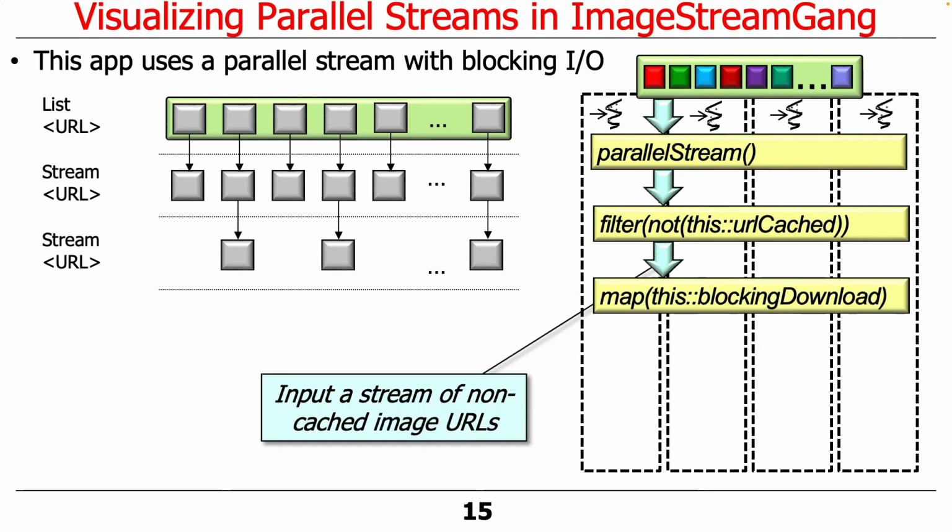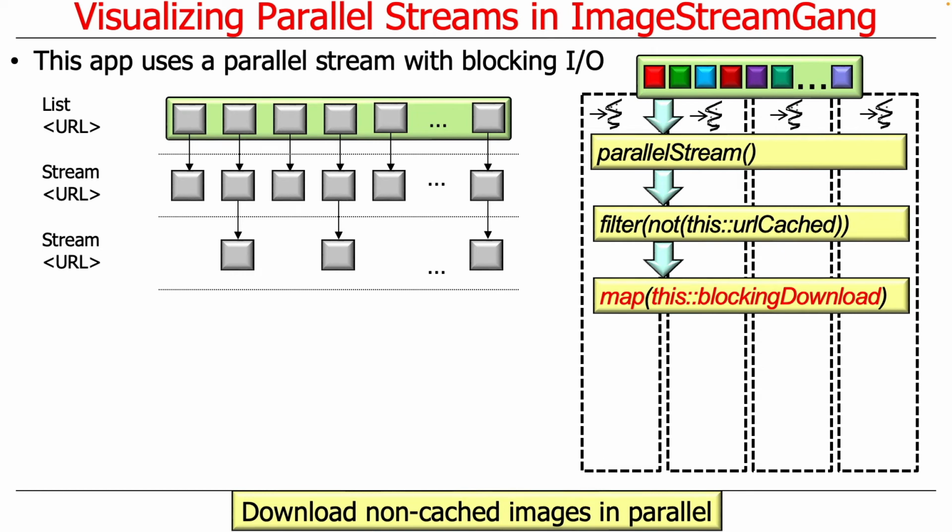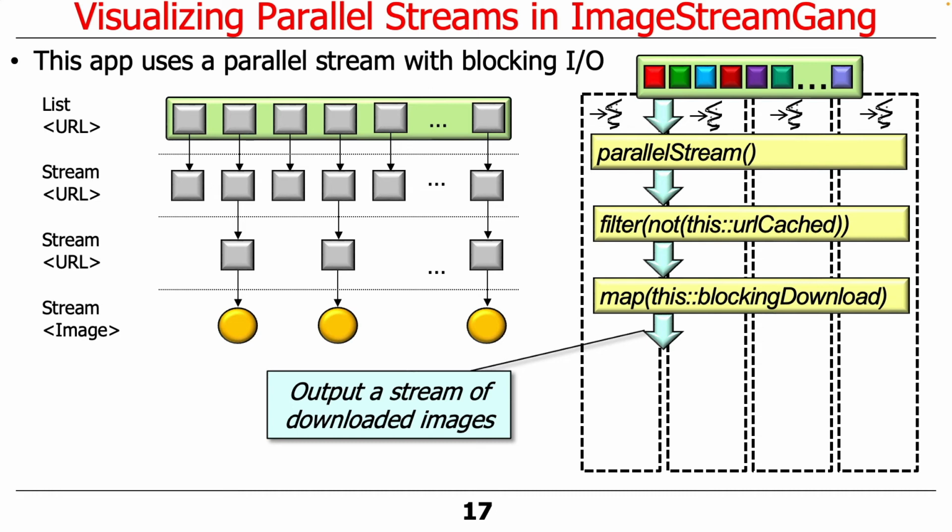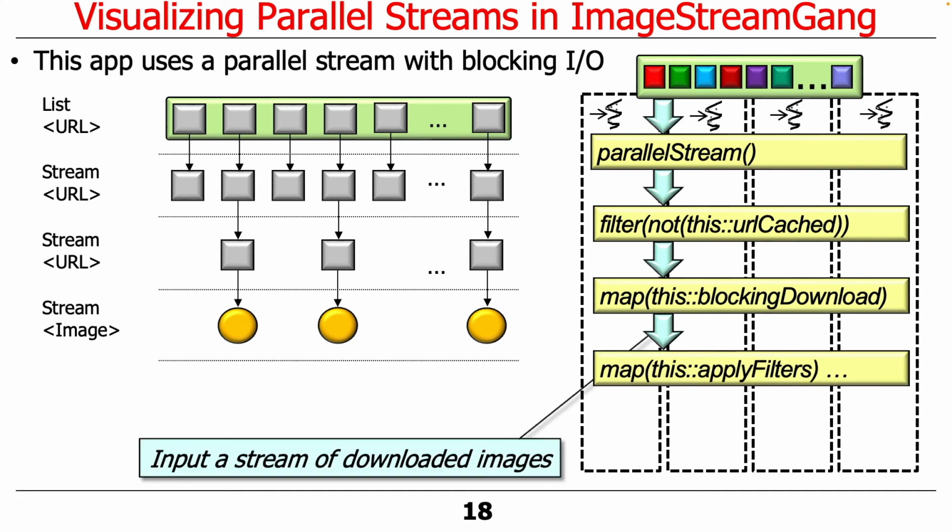We then apply the map operation, which takes the stream of non-cached image URLs and downloads them. And of course, this will all take place in parallel because each of these threads in the common fork join pool is going to run in parallel on the different images in the stream that it's dealing with. And what we get from that will be a stream of downloaded images. So now we're moving from a stream of URLs, which I represent by the little gray squares, into a stream of images, which I represent as the little gold circles.